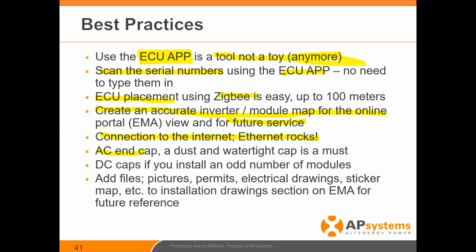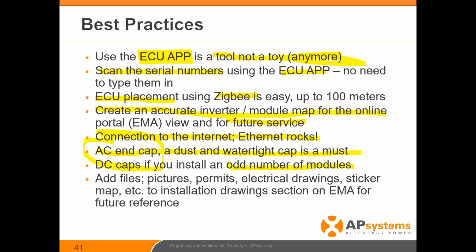AC end caps and dust caps. I've seen many installations where the AC end cap is not installed. You just have open live wires on the roof. Not a great choice, but AC end caps, do it. DC caps, same thing. Let's say you have an odd number of modules. They're just regular old MC4 dust rubber caps. Just cap them off. What we don't want is water getting in there, dust getting in there, any kind of issues there. And the last thing, we'll demonstrate this in a moment here.